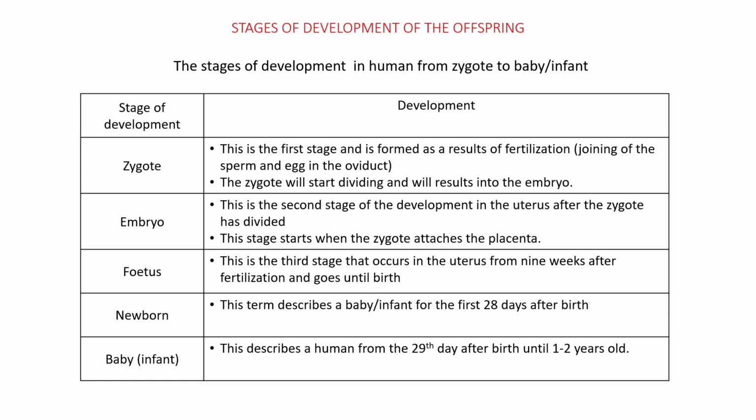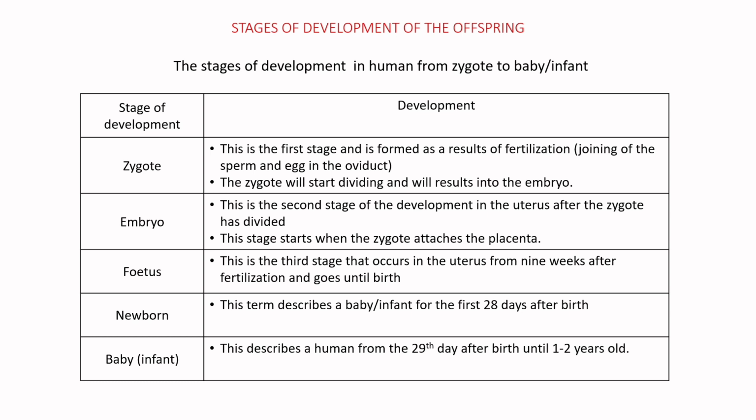This starts when the zygote attaches to the placenta. The third stage is the fetus. This occurs in the uterus from 9 weeks after fertilization and goes until birth. Okay, so the fetus starts from 9 weeks after fertilization and goes until birth.